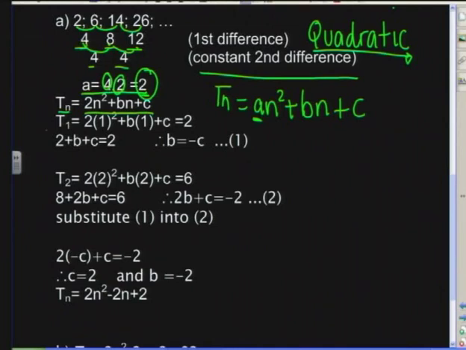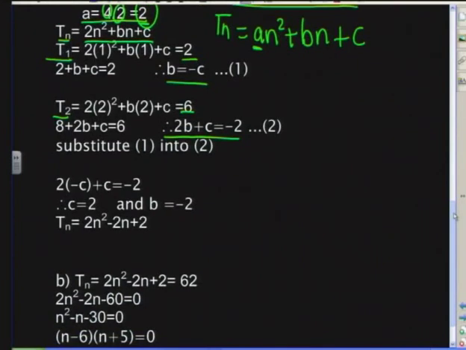We once again use simultaneous equations. Term 1 is equal to 2. That gives me equation 1: b is equal to negative c. Term 2 is equal to 6. That gives me equation 2: 2b plus c is equal to negative 2. We then do our simultaneous equations, which means we substitute 1 into 2, substitute our values in, and we get c is equal to 2, b is equal to negative 2. Therefore, our general term now becomes 2n squared minus 2n plus 2.